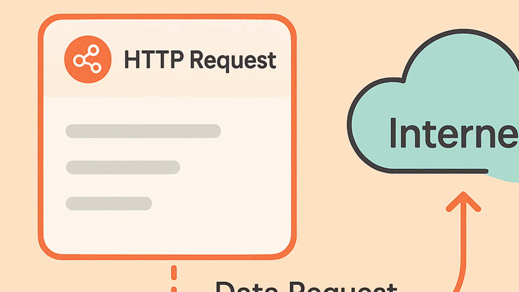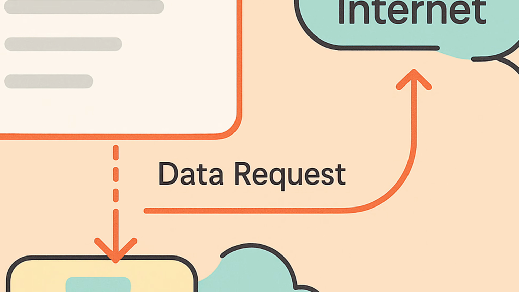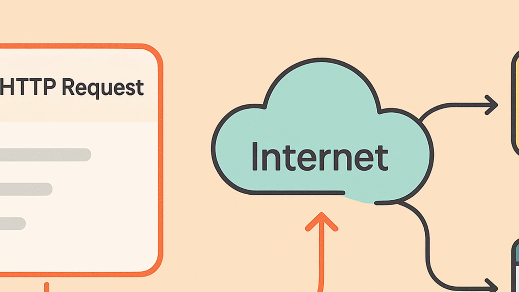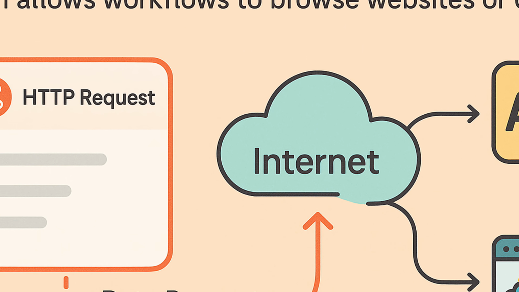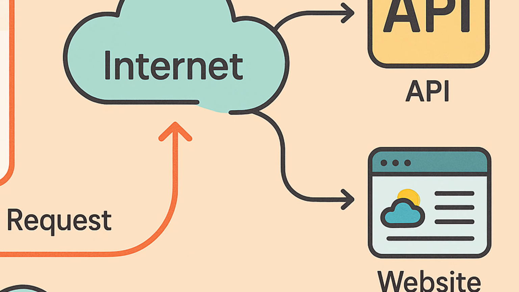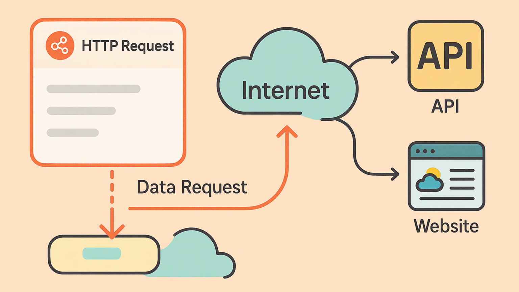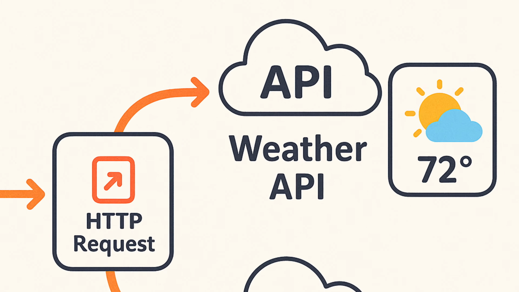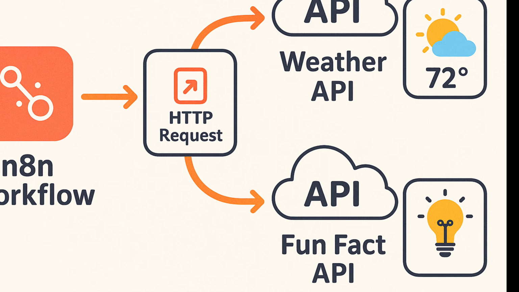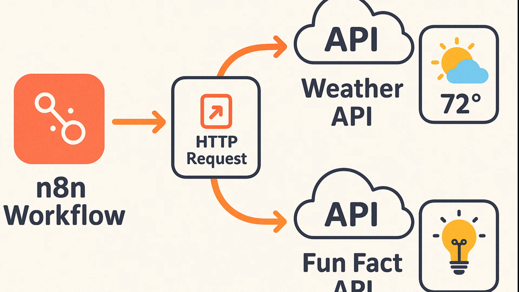Think of the HTTP request node as your workflow's way of sending a message or question out to the internet and getting an answer back. It's like having your n8n workflow be able to browse websites or call APIs. For example, imagine your workflow wants to get today's weather or a fun fact. The HTTP request can go out and ask a public API for that info and bring it back to n8n. In technical terms, this node lets you make an HTTP request to query data from any service with a REST API. Simply put, it's like your workflow's telephone to call other apps.